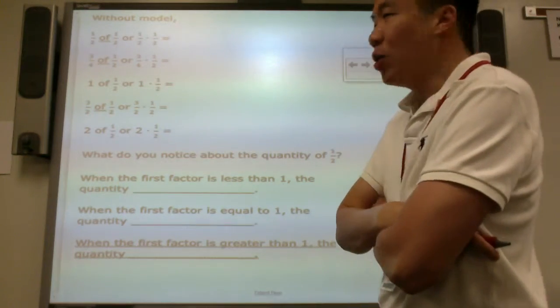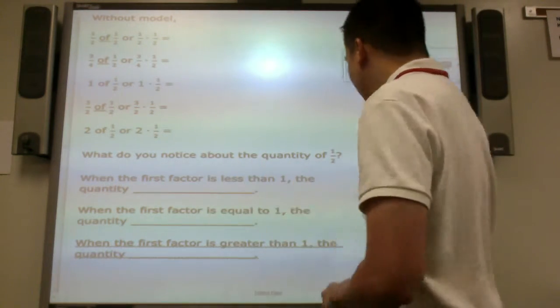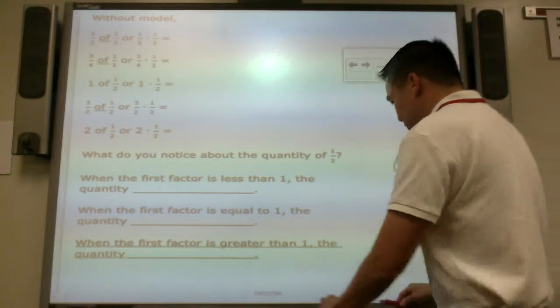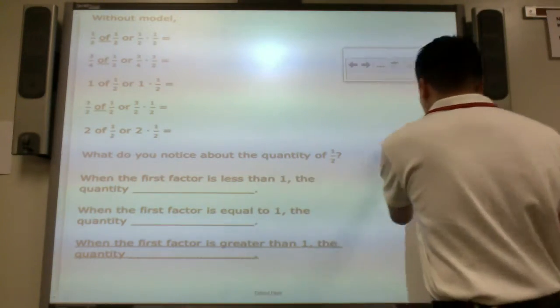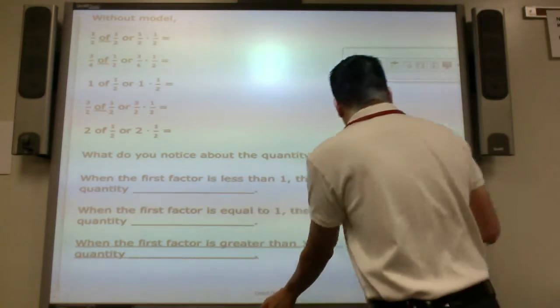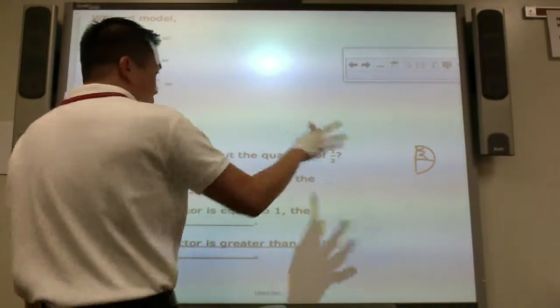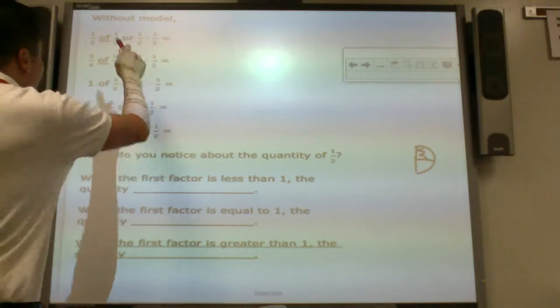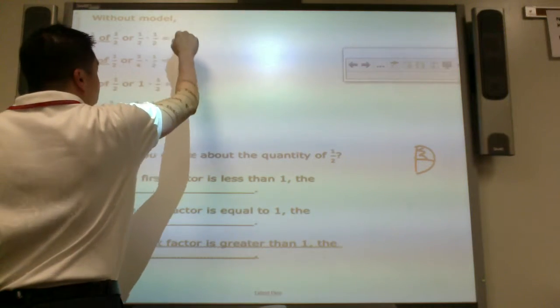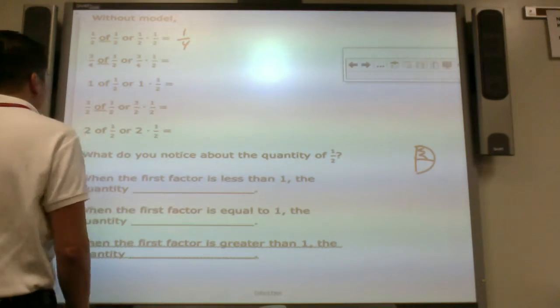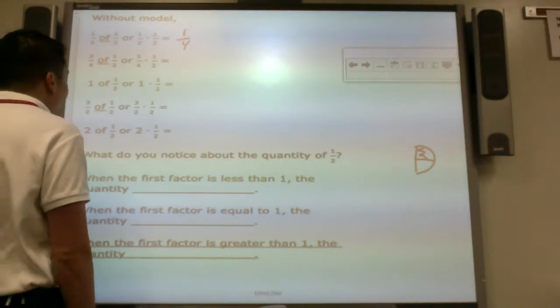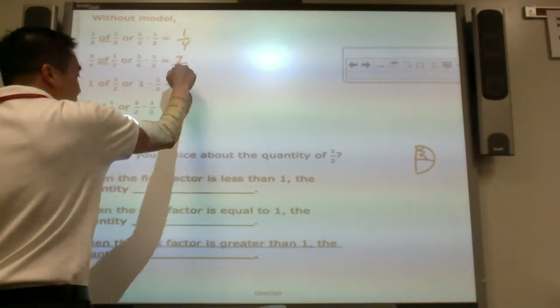Without a model, what's half of half? Think about it. If you have half of an orange, what is half of that? I think it's going to be 1/4. But let's do no models. Multiply the numerators, or multiply across: 1/4. What's 3/4 of half? That's 3/8.